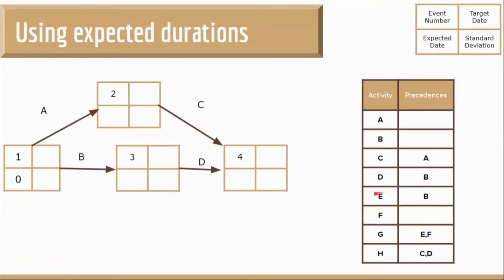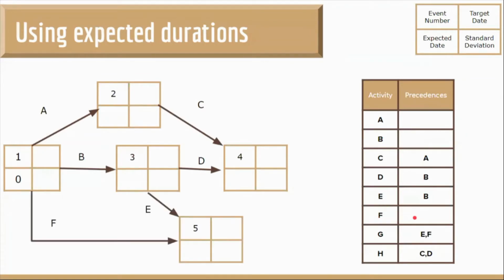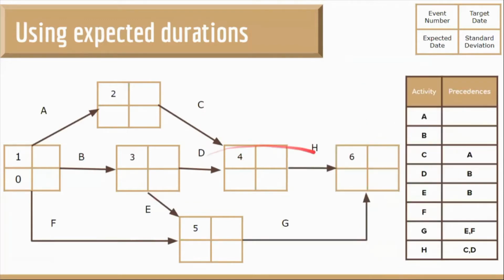This means we can start E as well because B is already done. We can also start F because it has no precedence. E and F lead to event number 5. G can be started after E and F, which is already done. H can be started after C and D, which is also already done. So H and G contribute to the final node, that is event number 6.